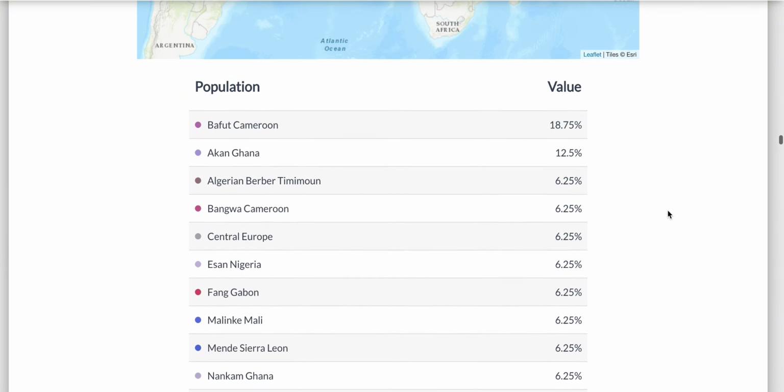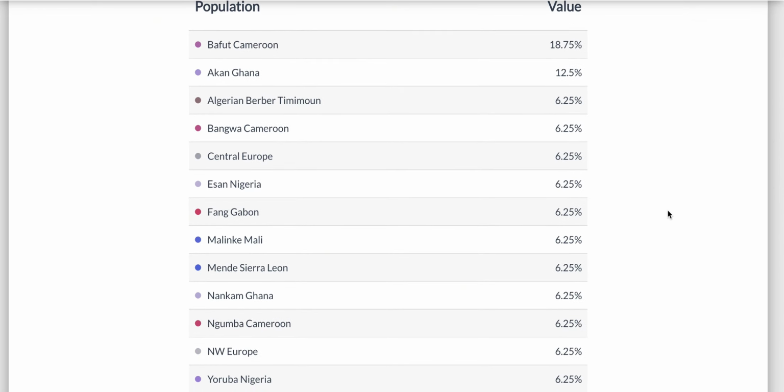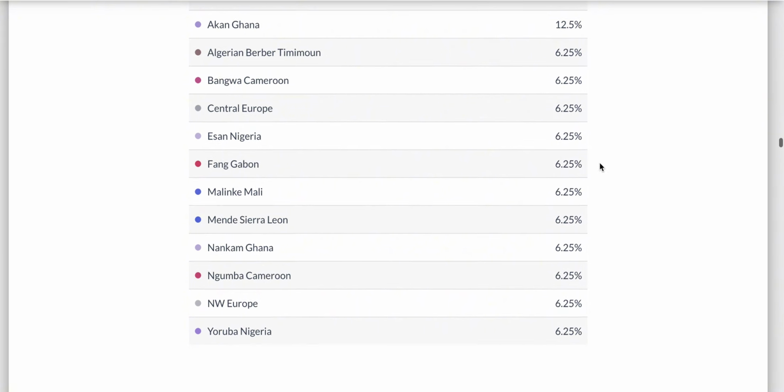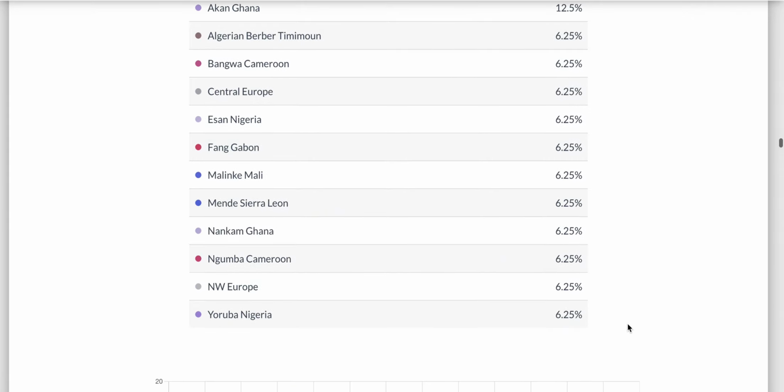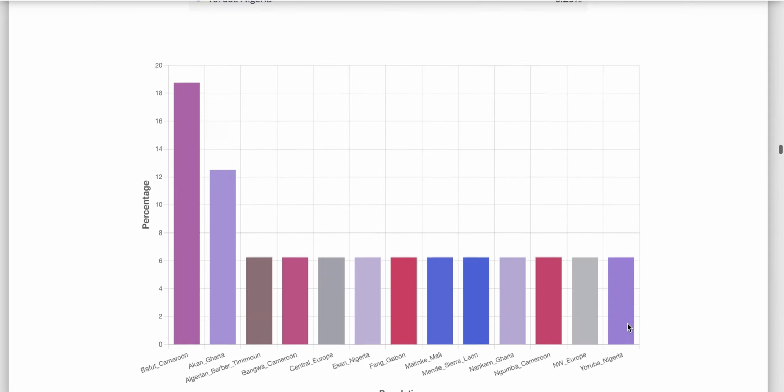But let's go ahead and just see the breakdown of these. Okay, so Bafut, Cameroon is 18.75%, so that would be like 3 grandparents from that area, mainly. 2 grandparents from Akan, Ghana, 1 from Algeria Berber Timimoun, Bangwa, Cameroon, Central Europe, Esan, Nigeria, Fang, Gabon, Malinke, Mali, Mende, Sierra Leone, Nankam, Ghana, Gumba, Cameroon, Northwest Europe, and Yoruba, Nigeria, which is interesting. Okay, so that's the breakdown of the 16 fragments.